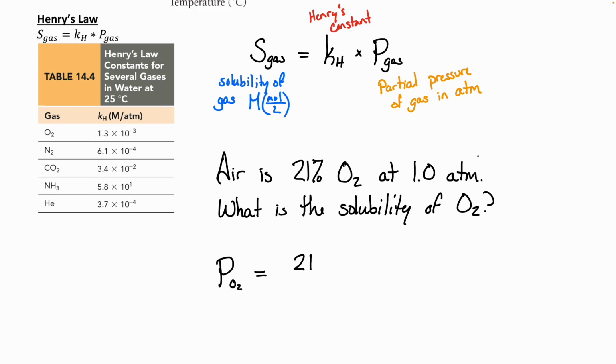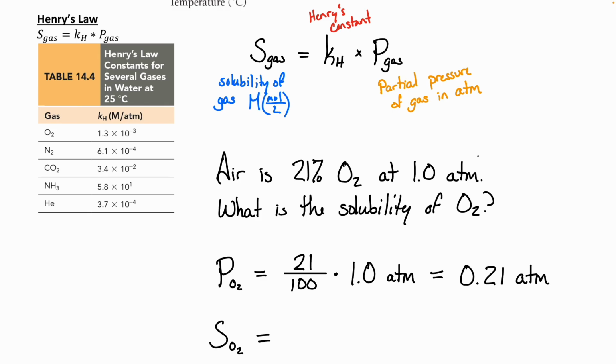So I'm going to do 21 over 100, right? Whenever we use percentages, we got to convert it back to a fraction by dividing by 100 times that 1.0 ATM, and I would get 0.21 ATM as my partial pressure of oxygen. So then everybody's going to take a second, use this table here, and finally tell me what the solubility of oxygen is according to our Henry's law and pulling that value for our Henry's constant from the table.